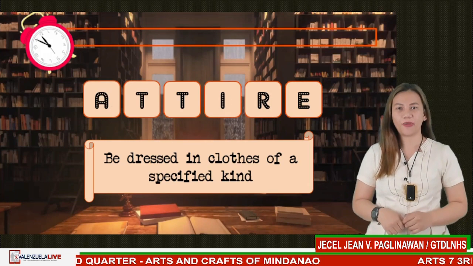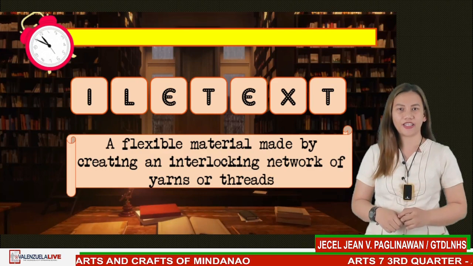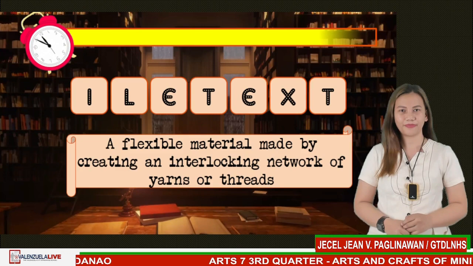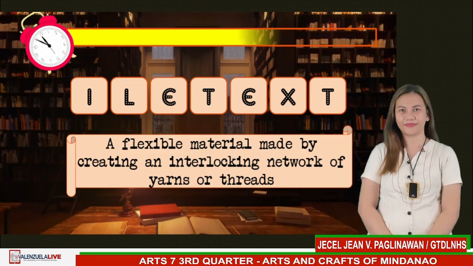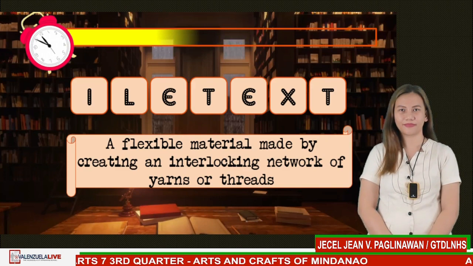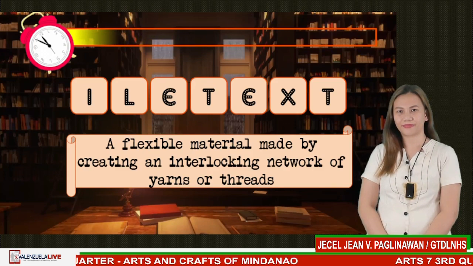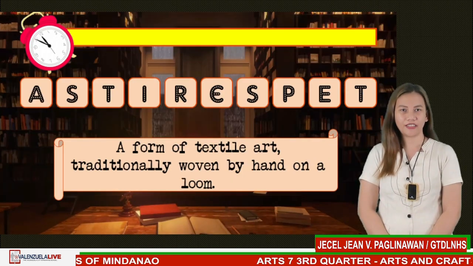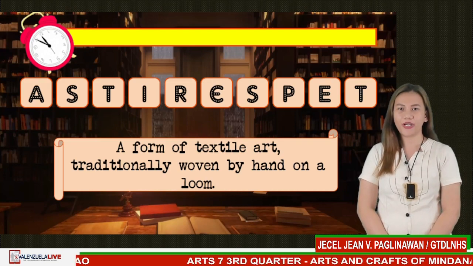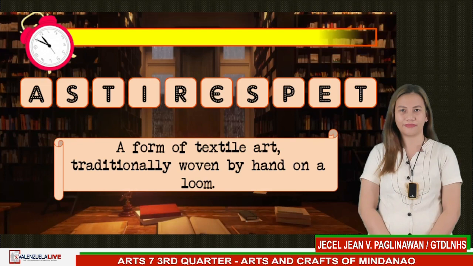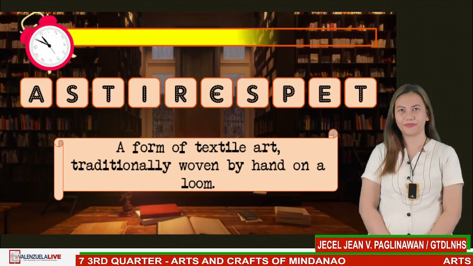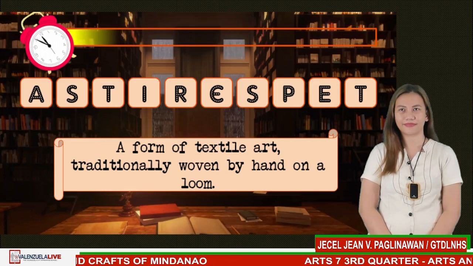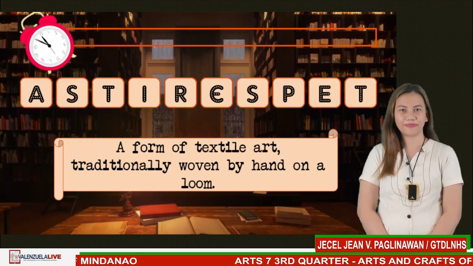Is attire. Number 2. A flexible material made by creating an interlocking network of yarns or threads. Timer starts now. The correct answer is textile. Number 3. A form of textile art traditionally woven by hand on a loom. Timer starts now. The correct answer is tapestries.